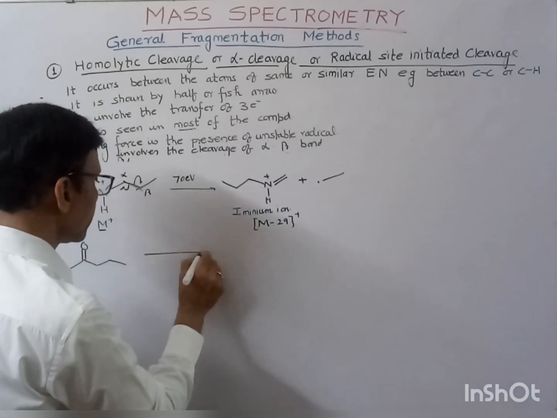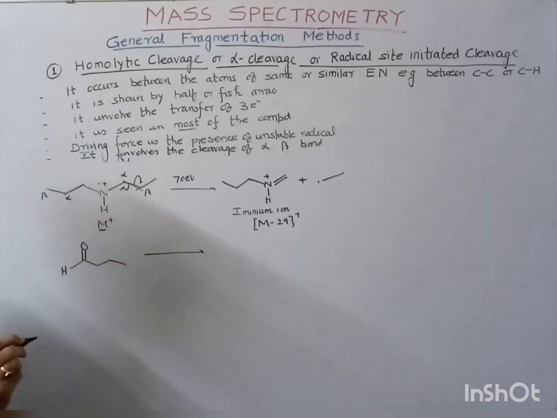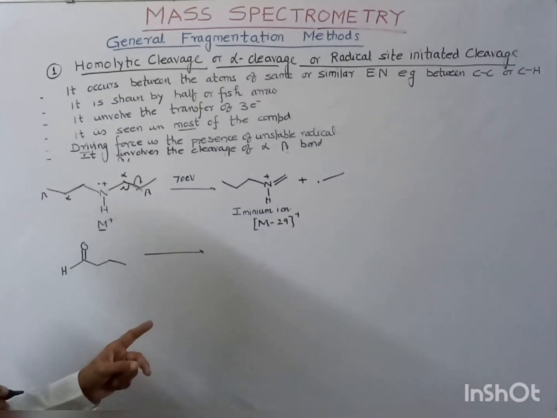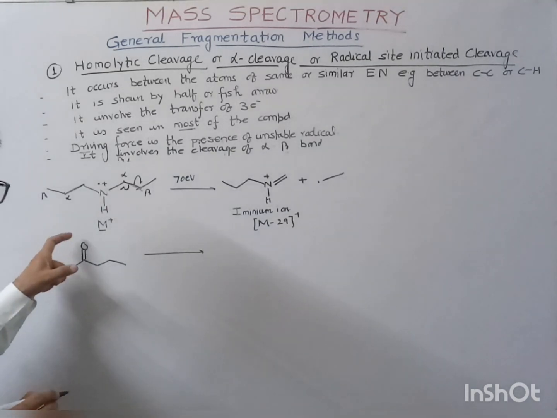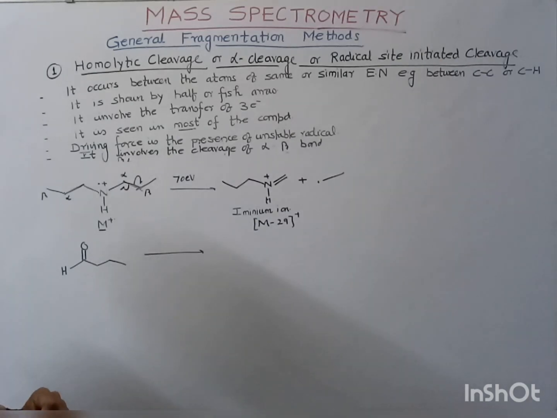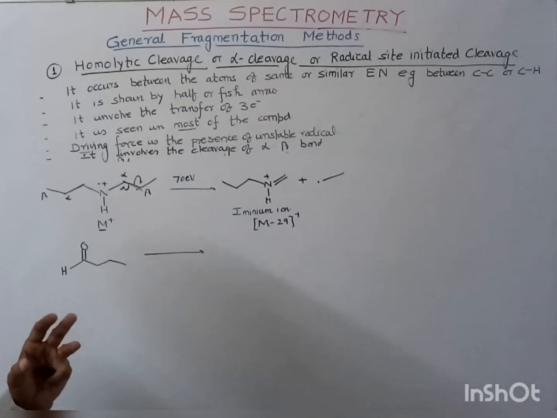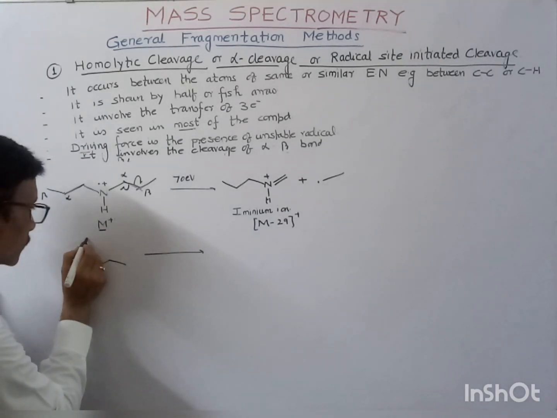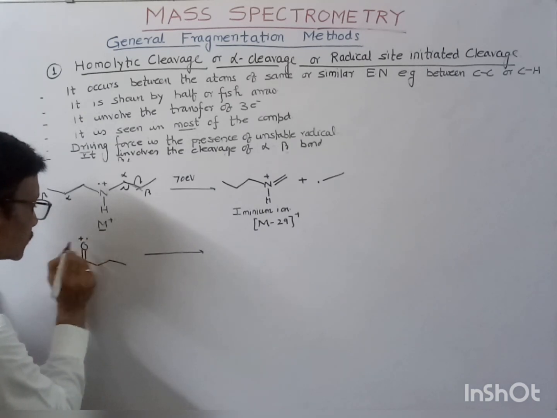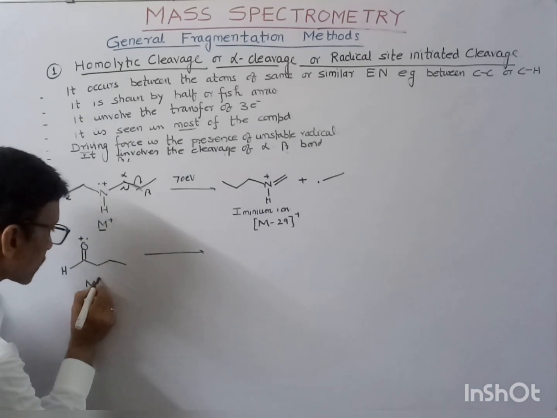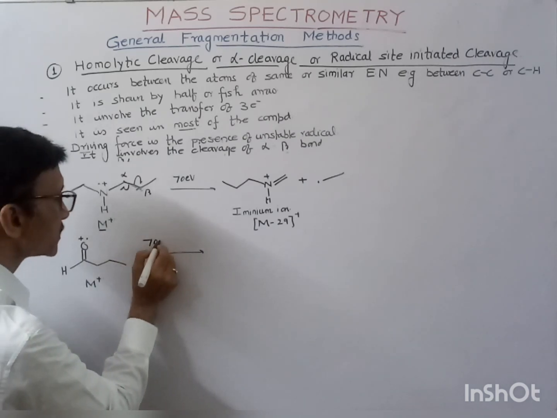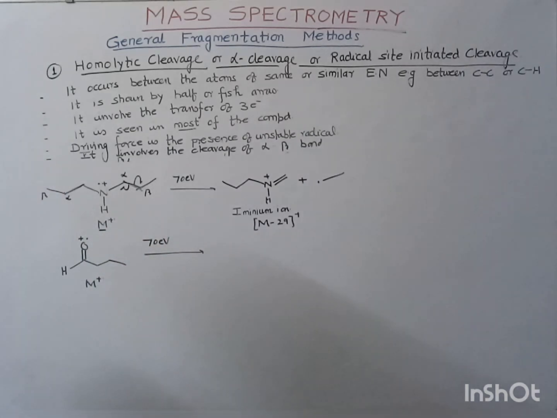This is our aldehyde, and first of all, the ionization takes place. How does the ionization take place? One of the lone pair of electrons, the most loosely held electron, will be removed first, and we get the molecular ion. And this molecular ion at 70 electron volt will undergo fragmentation.